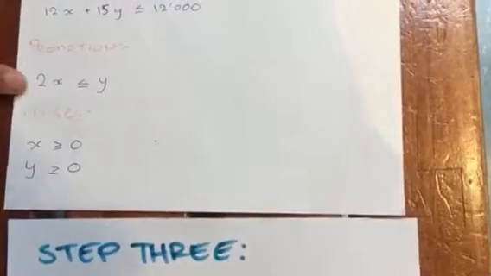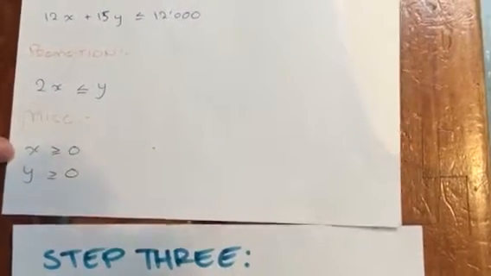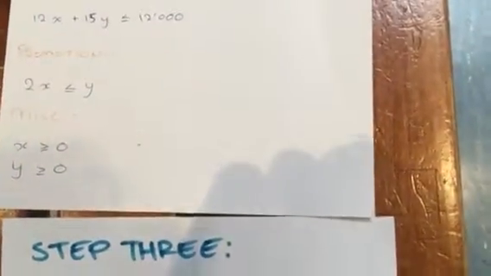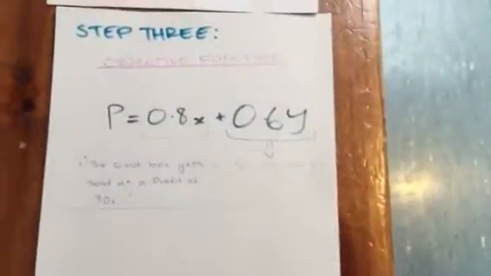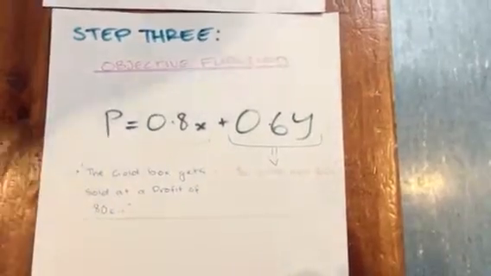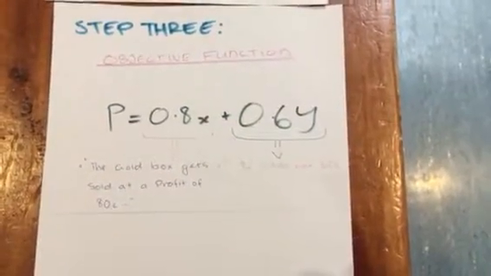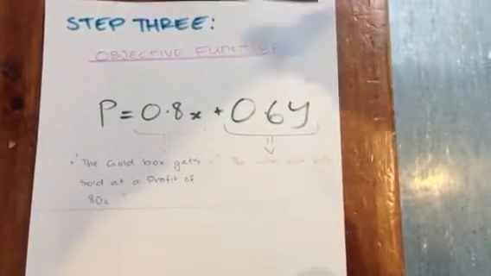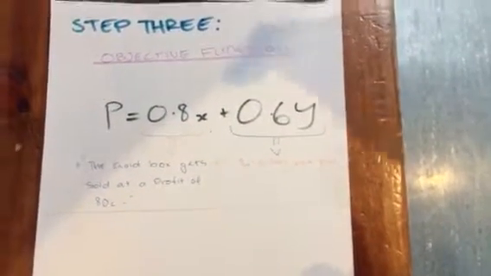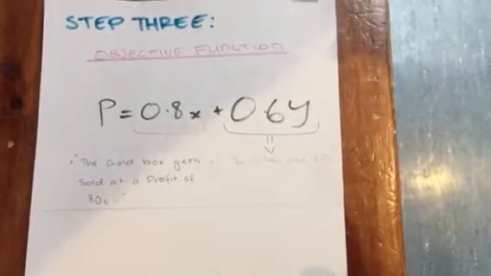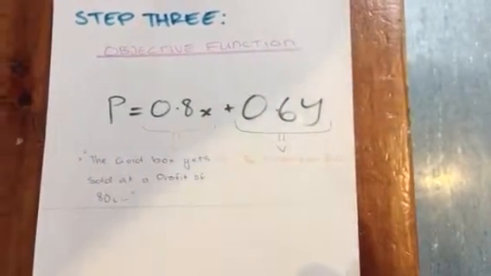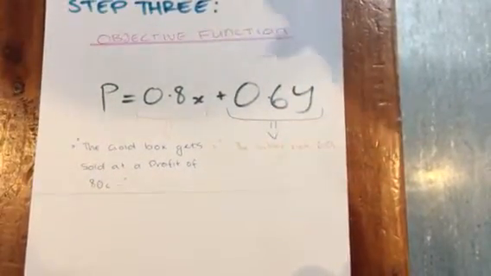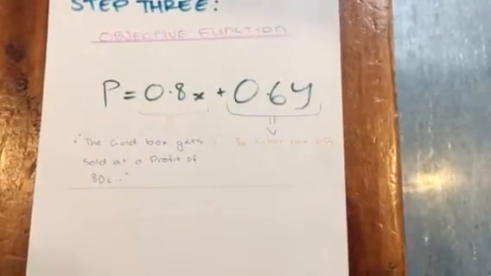2x is less than or equal to y, and the other constraints are x has to be greater than 0 and y has to be greater than 0. Then we get to step 3, which is we find and make the objective function. Using the information we highlighted above, we got P, which is profit, equals 0.8x plus 0.6y, where x is the gold boxes and y is the silver boxes.